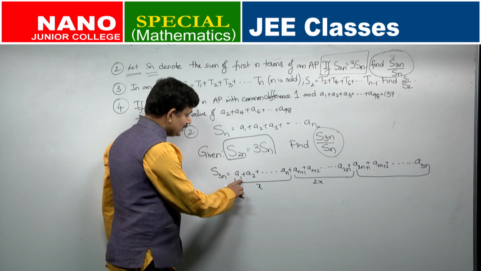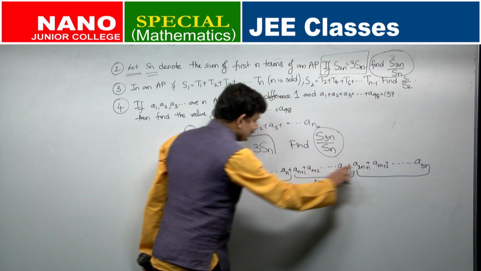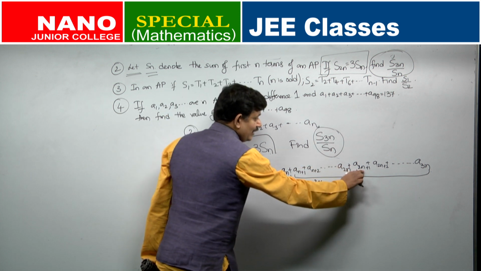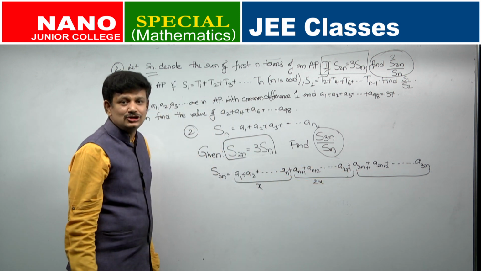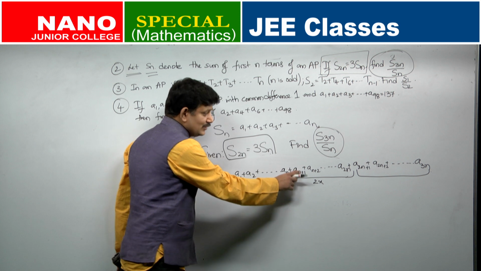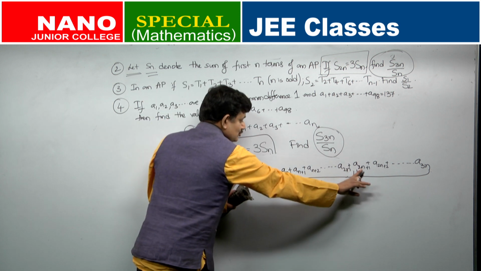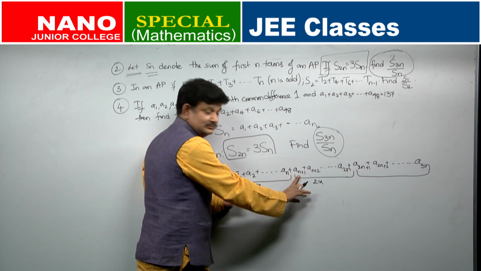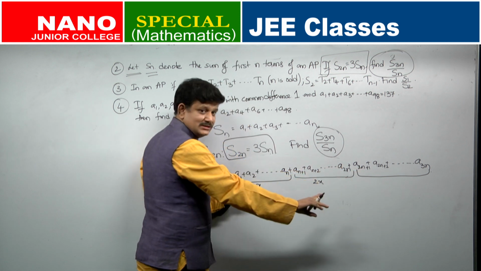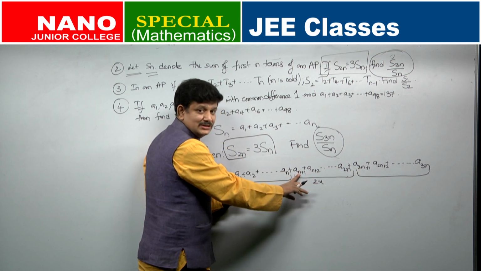Now, observe this number A1, A2n plus 1. What is the sum of these two numbers? 1 plus 2n plus 1 will be 2n plus 2. 2 times of this one, right. Middle of these two is this one. This plus this should give you 2 times of this.